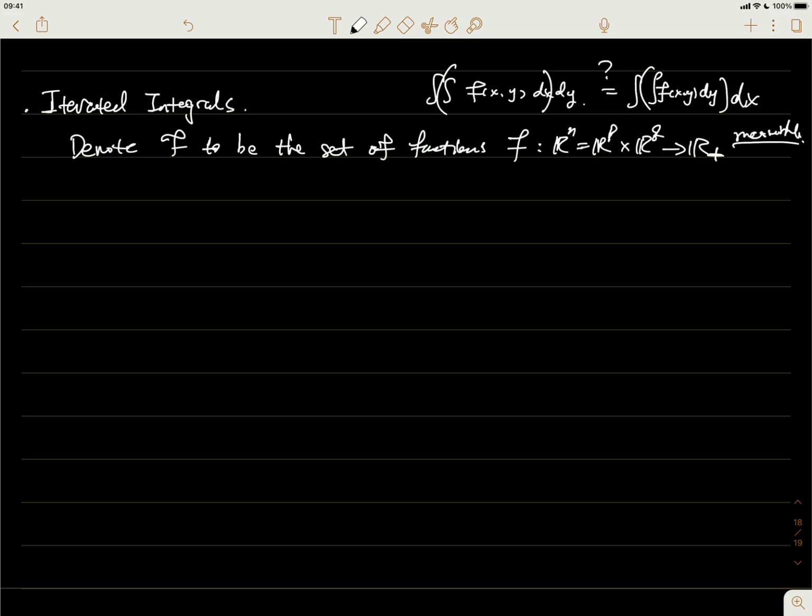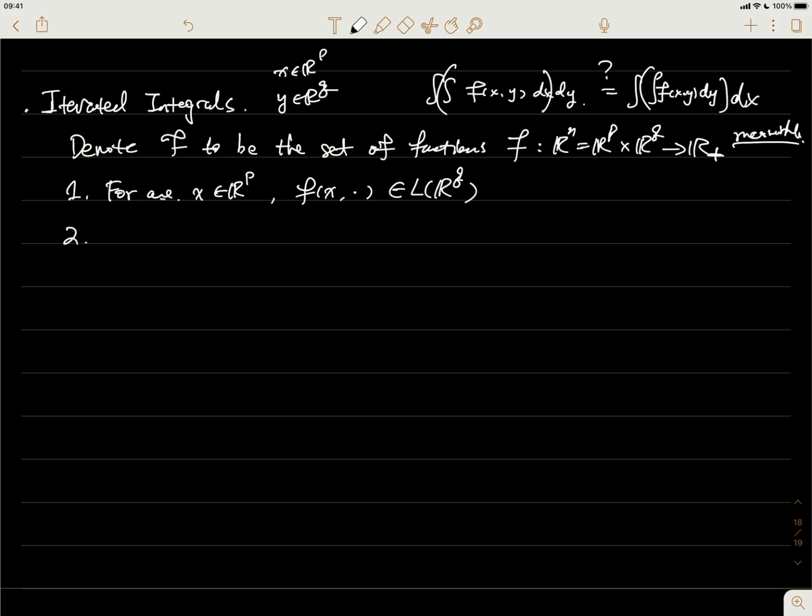What are these conditions? The first one is that for almost every x in Rp, remember that x is in Rp and y is in Rq, f of x, dot, is considered as a function of y only because x is fixed. For almost every fixed x, f of x, y is a function of y, and it is Riemann integrable on Rq. So this is one of the properties that this function f needs to satisfy.